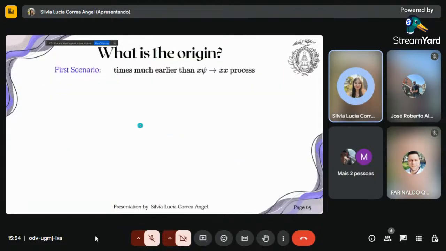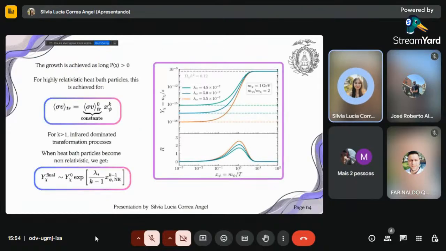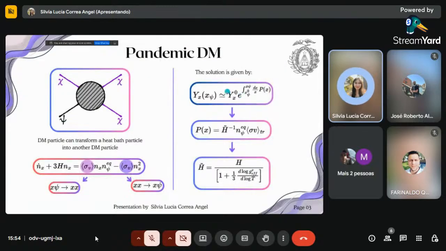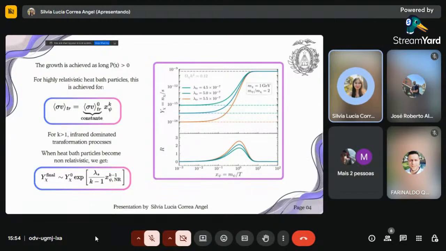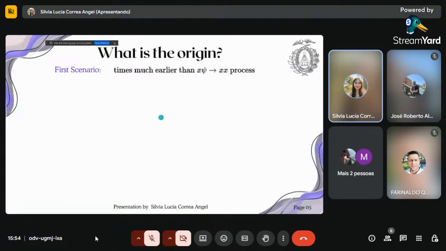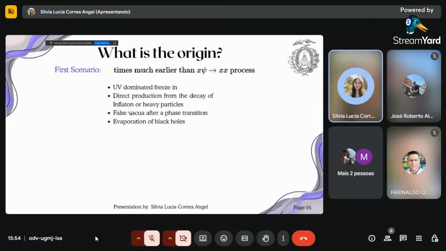And now it is discussed what the origin of this abundance we are using in this equation is, because as you remember, we are using this one, but we are not very sure how it was produced. So they are using two scenarios. The first one assumes that the time is much earlier than the time of the interaction between the dark matter and the psi. So in this case, they can separate the phases.